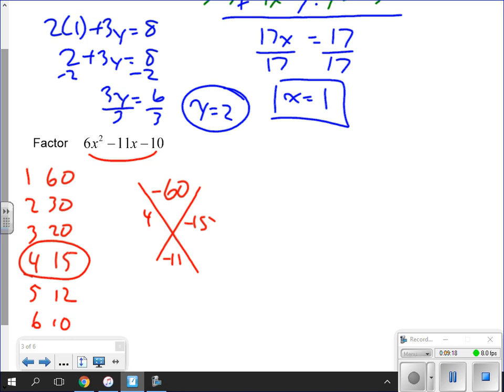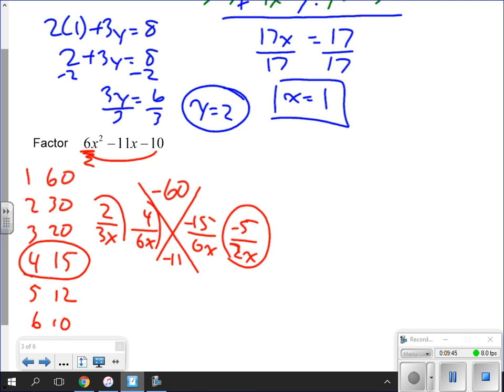Now, I have to divide both sides by 6x because that's what I have. 6x, 6x. Reduce if you can. 4 over 6, does that reduce? Yes, it does. Gives me 2 over 3x. Does this one reduce? Yeah, 3 goes into both 15 and 6. So that gives me negative 5 over 2x. So these give me my factors. Bottom and front, top and back. Bottom and front: 3x plus 2, top and back. Same thing for the other one: 2x minus 5.